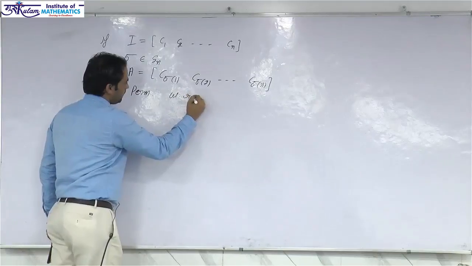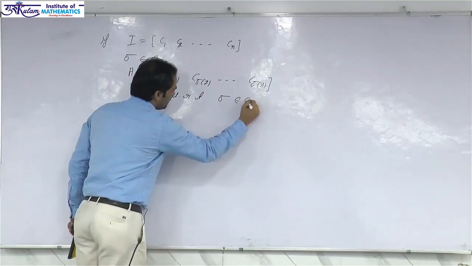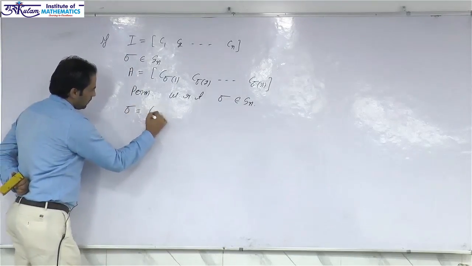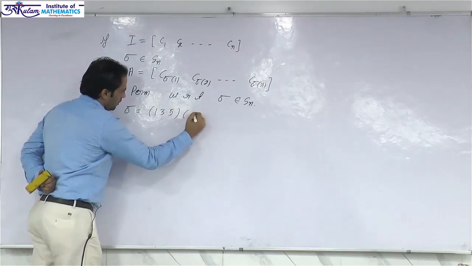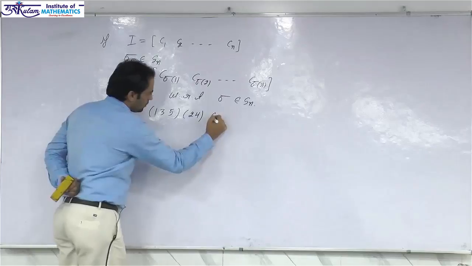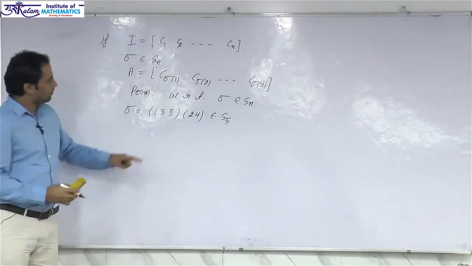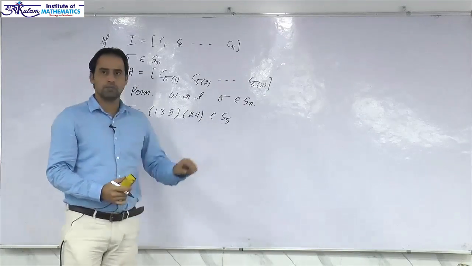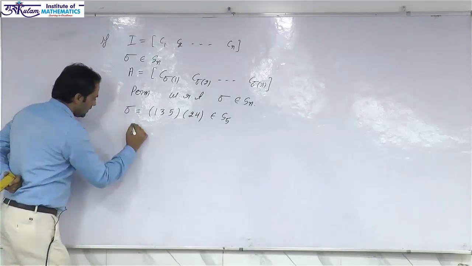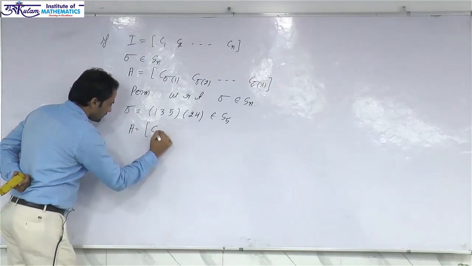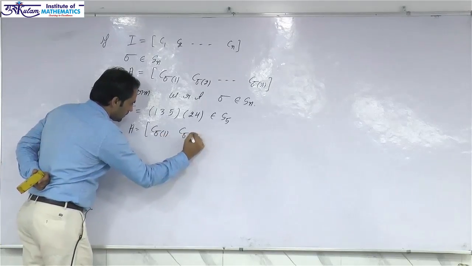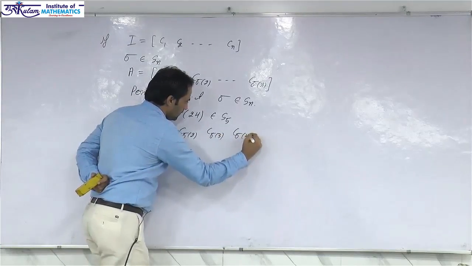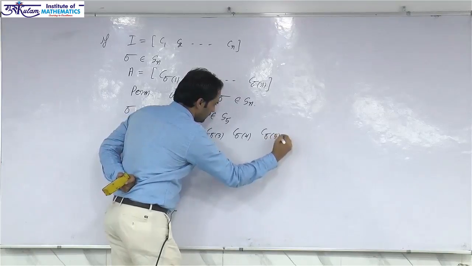with respect to permutation sigma belongs to Sn. So, for example, if sigma is equal to (1, 3, 5, 2, 4) belongs to S5. So, we are taking a permutation belonging to S5, which is the permutation group on 5 symbols. Then permutation matrix A is C of sigma 1, C of sigma 2, C of sigma 3, C of sigma 4, C of sigma 5.